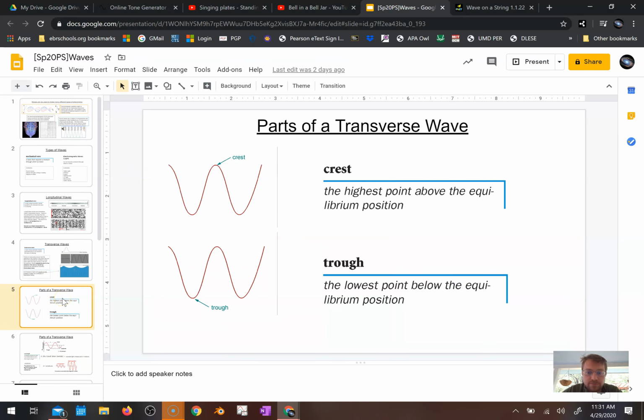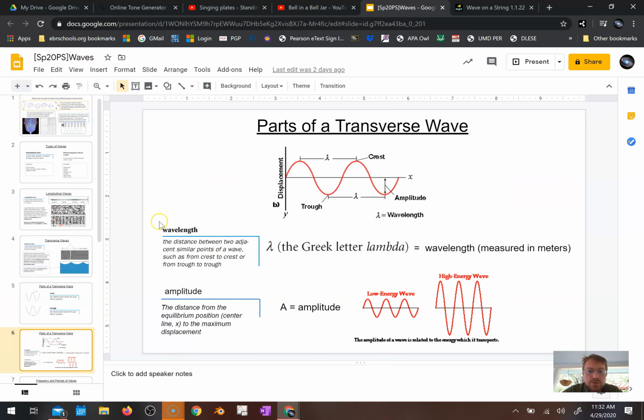We have different parts of our wave. Mentioned them before. The crest would be like the peak or the mountaintop, the highest point above the center line. If I drew a line horizontally straight through the center, the crest would be the highest point. And we say the trough, or the valley, is the lowest point. We use this symbol lambda, the Greek letter lambda for L, to symbolize the wavelength, the length of the wave. So the further apart these two peaks are, or these two troughs are, the longer the wavelength. And the closer together they are, the shorter the wavelength. And that's symbolized by the letter lambda.